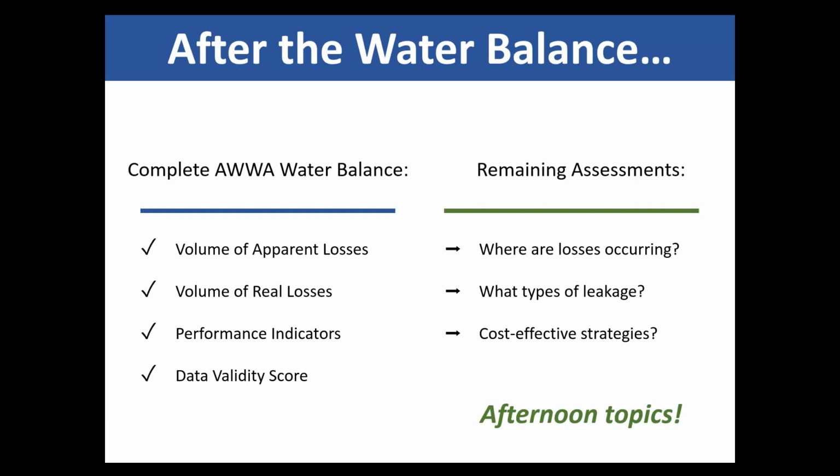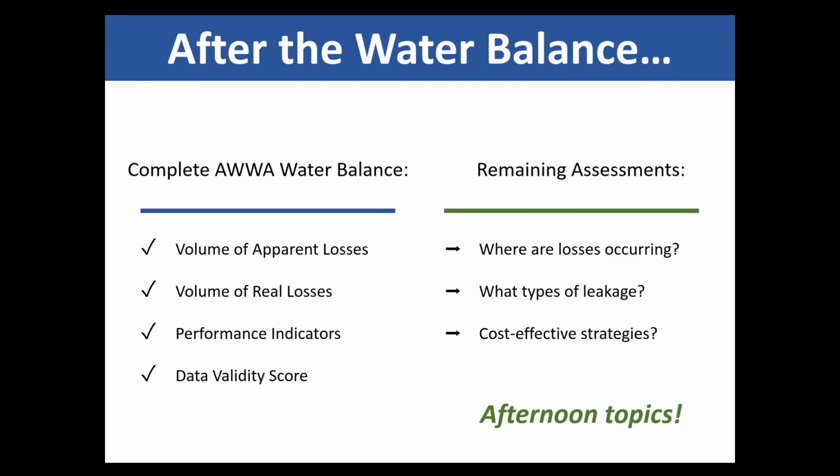So we've done a water balance. We've used the AWWA free water audit software to account for our volumes. We know our volume of apparent loss. We know our volume of real loss. We have a suite of performance indicators that helps us to appreciate how we're doing. We have a data validity score that speaks to our practices and our data's quality. But we don't yet have enough to design a water loss control program. So to dig a little deeper, it's important for us to appreciate the types of leakage that happen in our system.